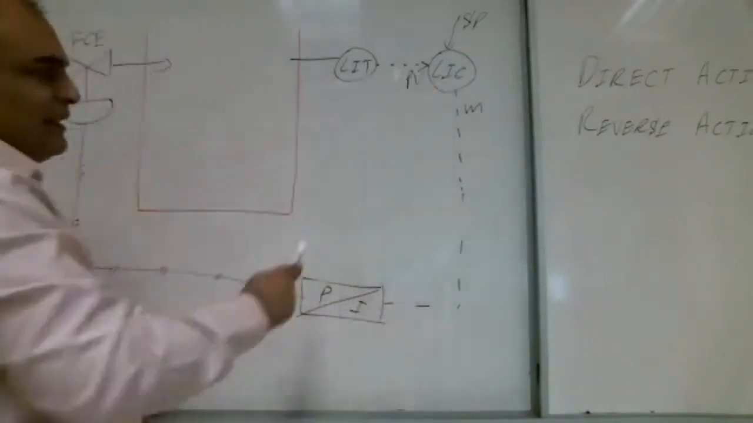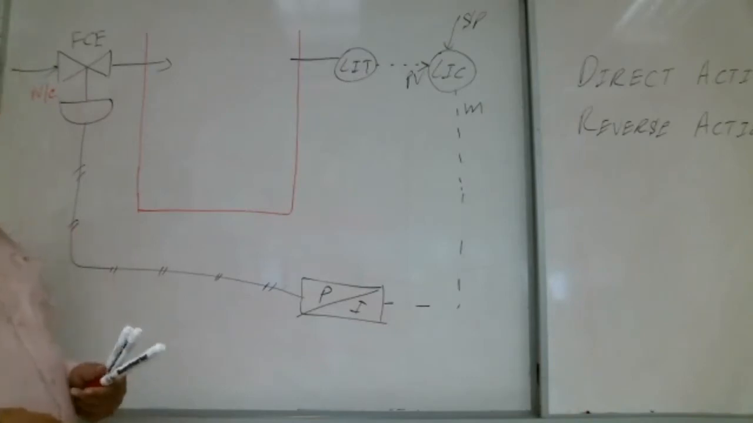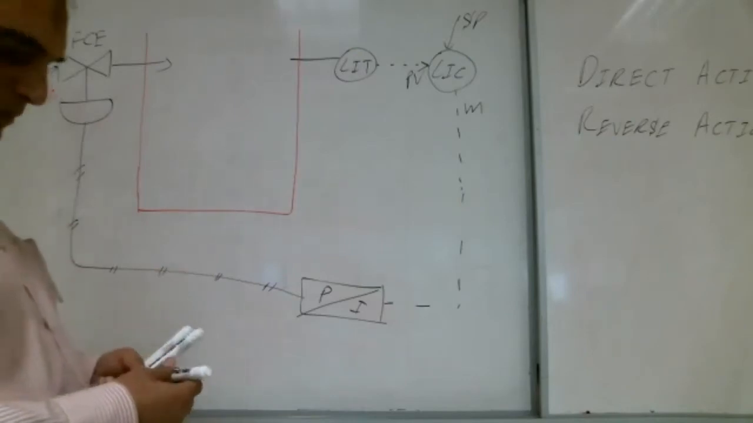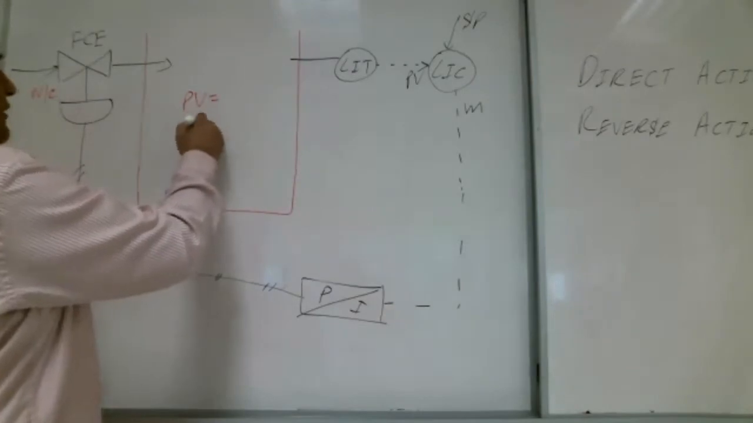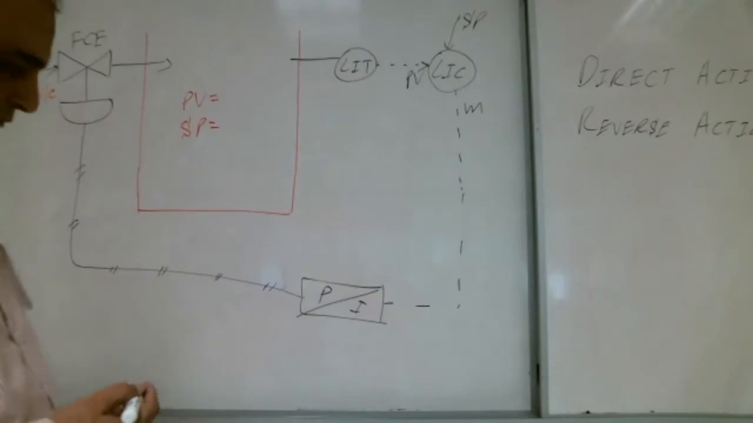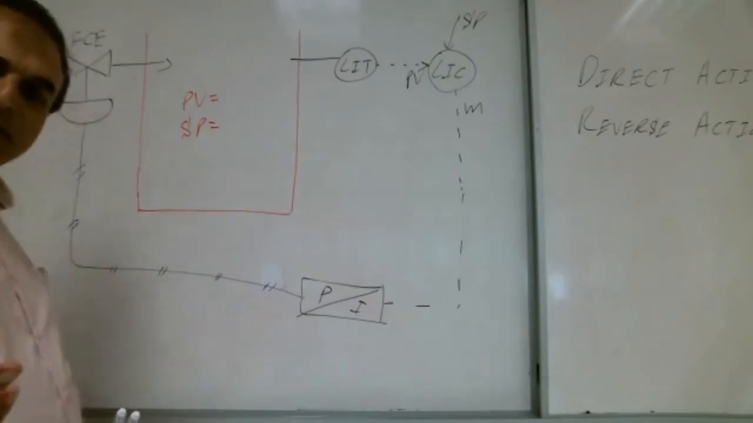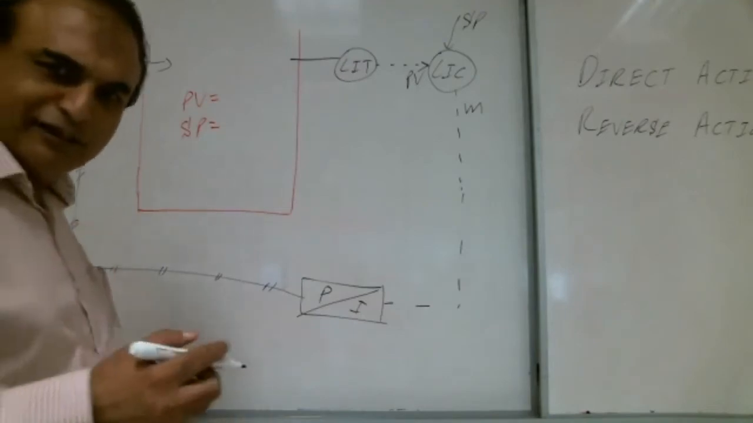Now we need to know the action of the controller. This level indicator controller, is it direct action or reverse action? For this, we have a procedure. The procedure has 4 steps. The first step: assume some PV and SP. Please tell me some SP. Brother Awad, you are saying 50%. Increase it. Make it 90, make it 80. That's good. 80%.